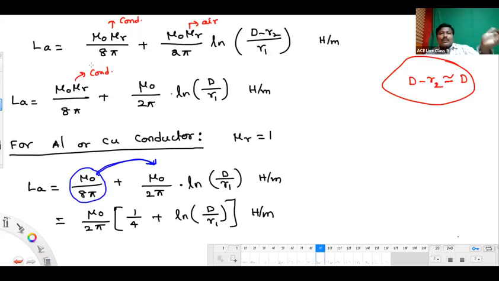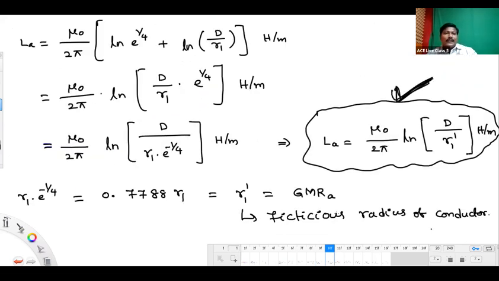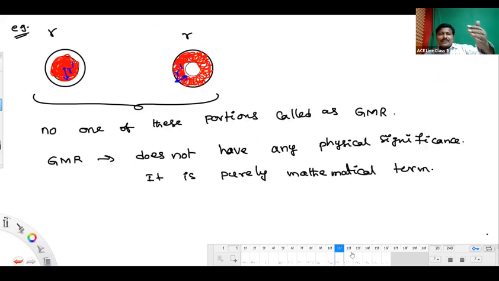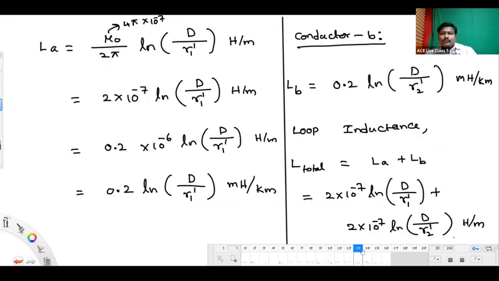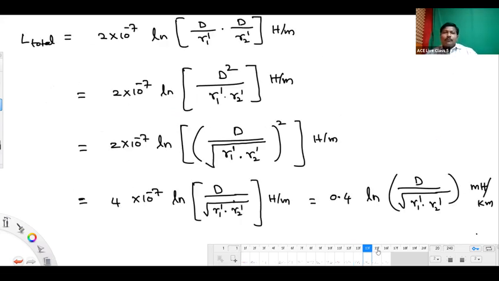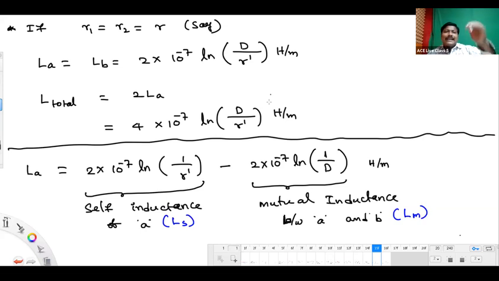And I have added them together. We consider the conductors as aluminum or copper conductors, and mu r is 1 in both formulae. Added both equations together, and finally we get the LA formula something like this. Then we discussed the GMR, the fictitious radius, and then we moved to the resultant equation of inductance of conductor A. Same thing we extended for conductor B, and we went for the loop inductance. Then if both conductors have equal radius, LA and LB are exactly equal, and obviously L total equals 2 times L.